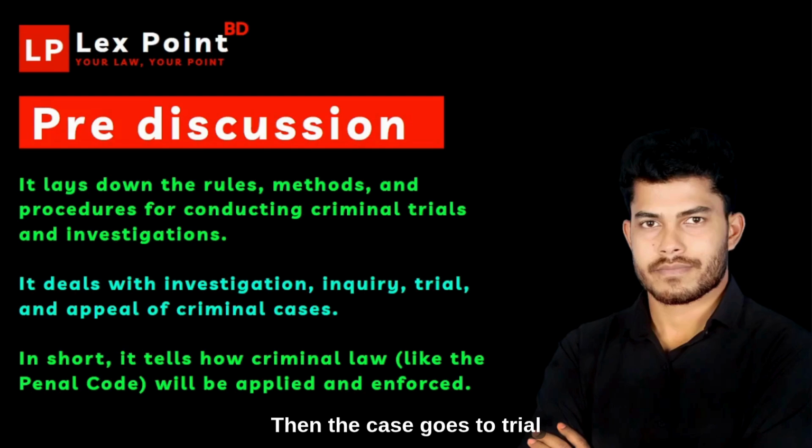Then the case goes to trial in a magistrate court. CrPC provides the entire structure of trial. Charges are framed, evidence is presented, witnesses are examined and cross-examined, and both sides argue the case. After hearing the case, the court finds Karim guilty and sentences him to 1 year of imprisonment. Here, CrPC defines how judgment should be written, punishment procedures, and the right to appeal.